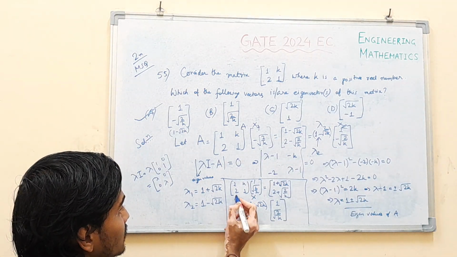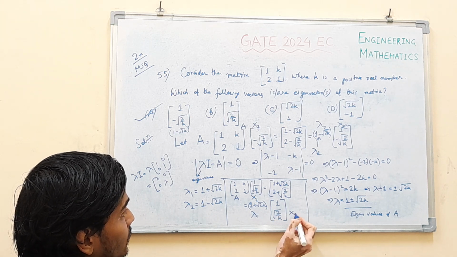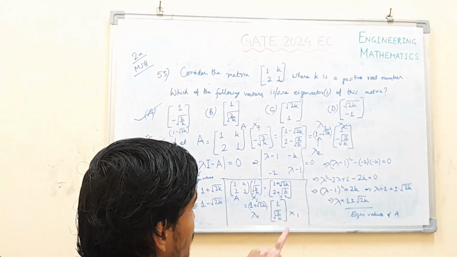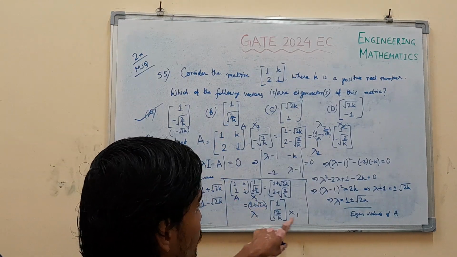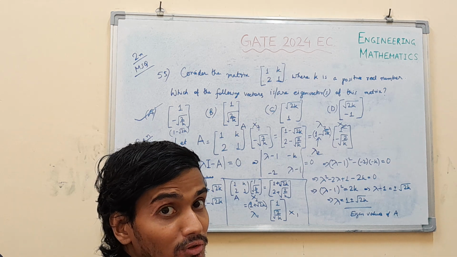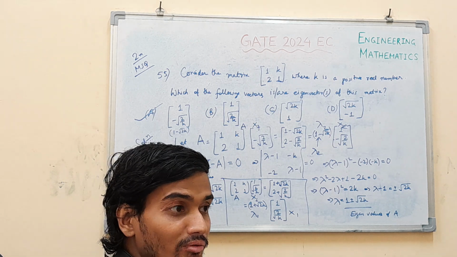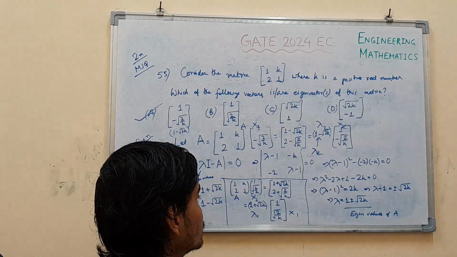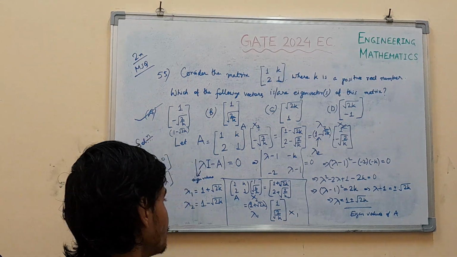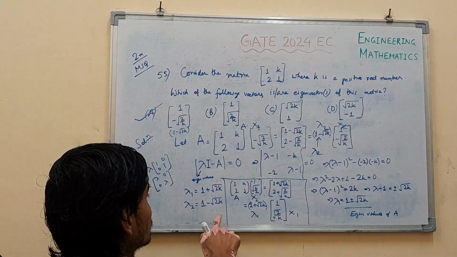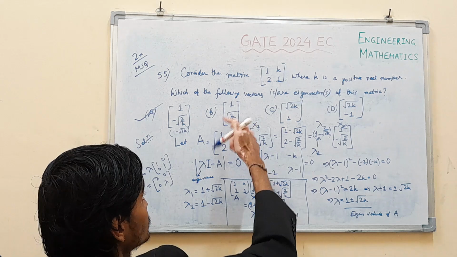Now what we get? A into x1 equal to lambda 1 into x1. Lambda 1 is 1 plus root of 2k. x1 is 1, root of 2 by k. So A into x1 equal to lambda 1 into x1, which is of the form Ax equal to lambda x, corresponding to eigenvalue lambda 1. x1 is the eigenvector. So the eigenvector corresponding to lambda 1 equal to 1 plus root 2k is 1, root of 2 by k, which is option B.